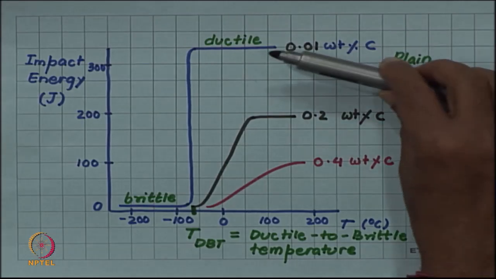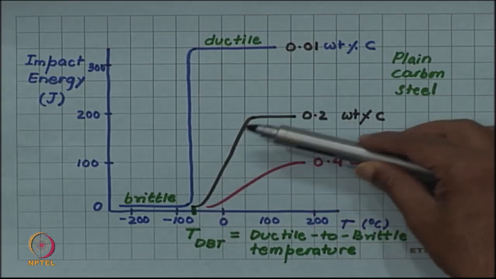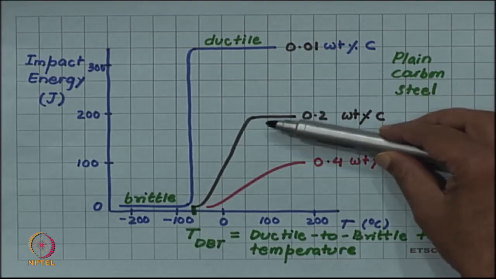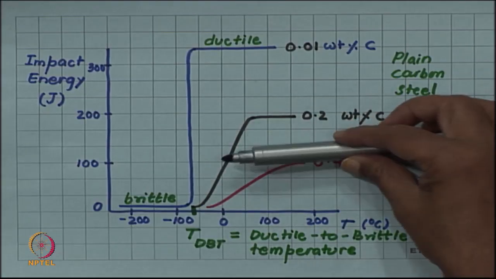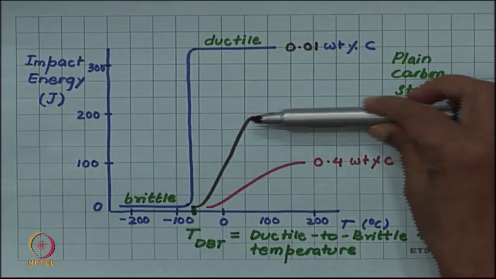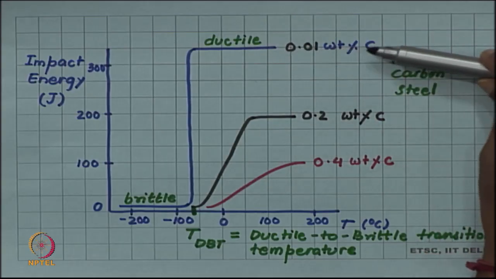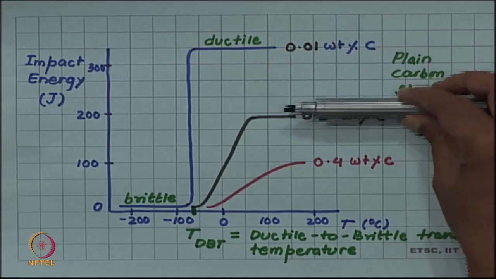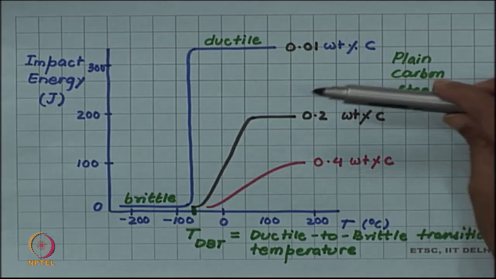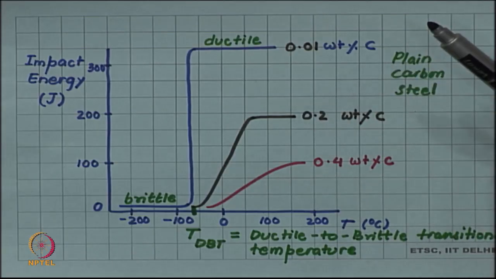If you increase the carbon concentration, let us say 0.2%, still the transition is there, but then you find that the transition is not sharp as in the low carbon steel, but is much more gradual. Also you find that although it is showing ductile to brittle transition, even in the ductile part, the energy absorbed is not as high as for 0.01 weight% carbon. So, energy absorbed in the ductile regime is also reducing, and this is what we know from our previous discussion, that as you increase the carbon concentration, the brittleness increases.